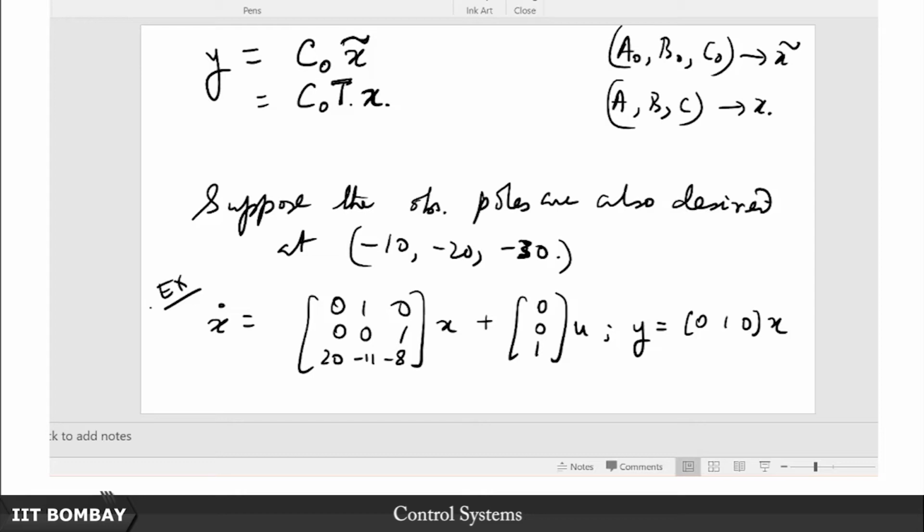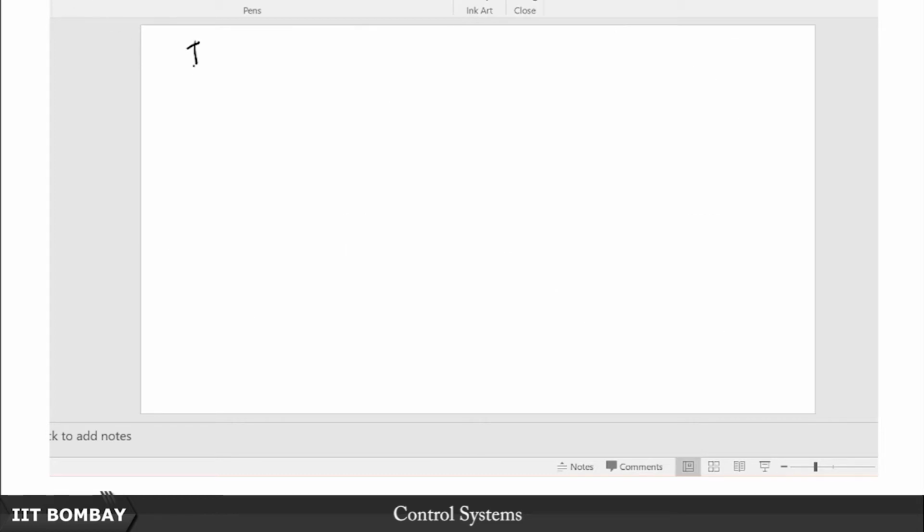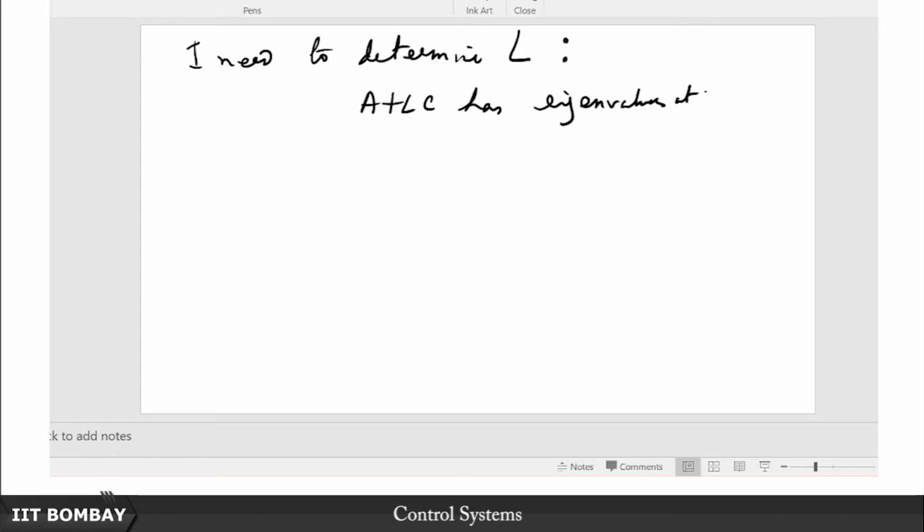So one way is, as I have just outlined in the process above, that you can convert it to the observer canonical form through a similarity transformation, design the observer gains by straightforward reading of the coefficients, and then reconvert it back. That is one thing you can do, but I am not going to do any of such things. What I am going to do is just match coefficients. So what do I need? I need to determine L such that A plus LC has eigenvalues at -10, -20, -30.